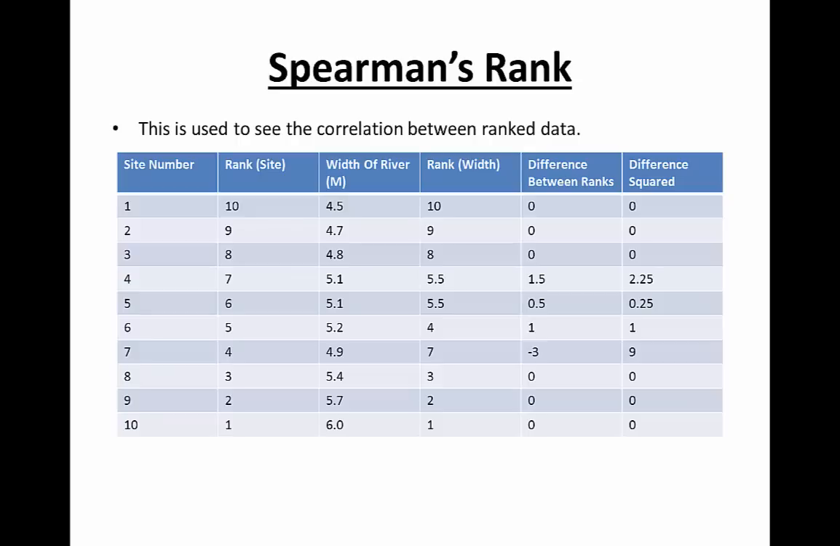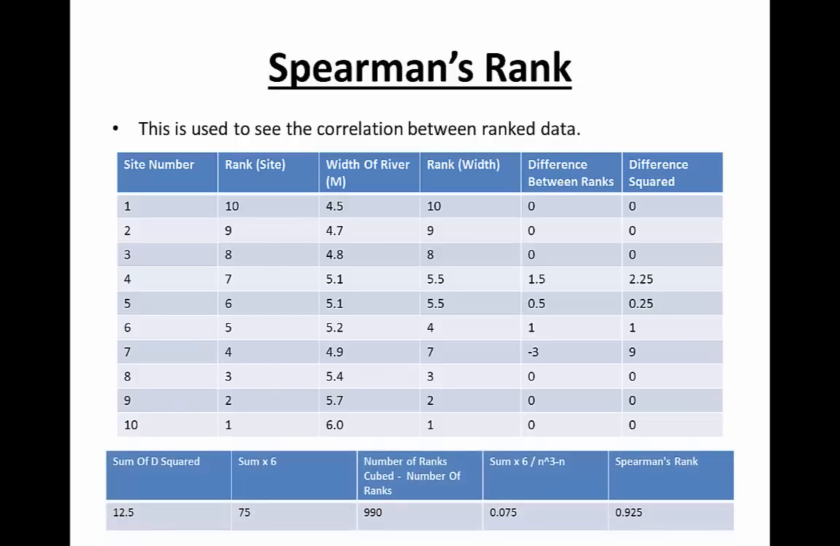We then have to take this value and square it. So 1.5 squared is 2.25, and 0.5 squared is 0.25. And we have to keep on squaring these until we reach the very end. Then we calculate the sum of d squared, d standing for difference. So the sum of all of the results that we have gives us 12.5. We then multiply this sum by 6, which gives us 75, as 12.5 times 6 is 75. Then we have to calculate the number of ranks that we've collected.